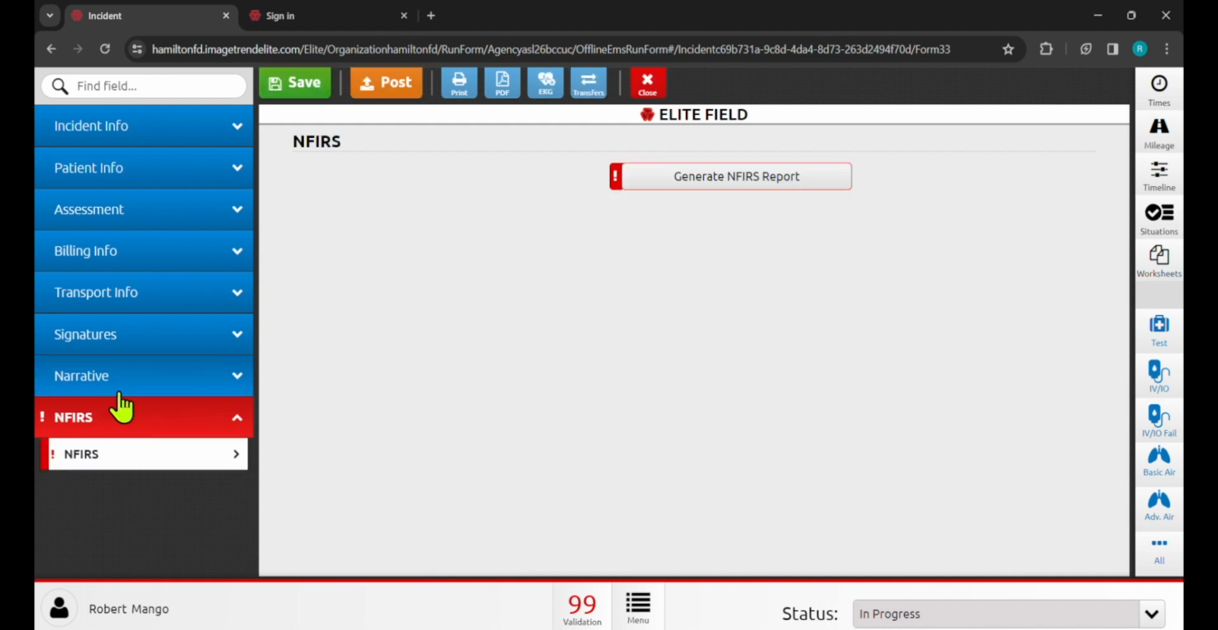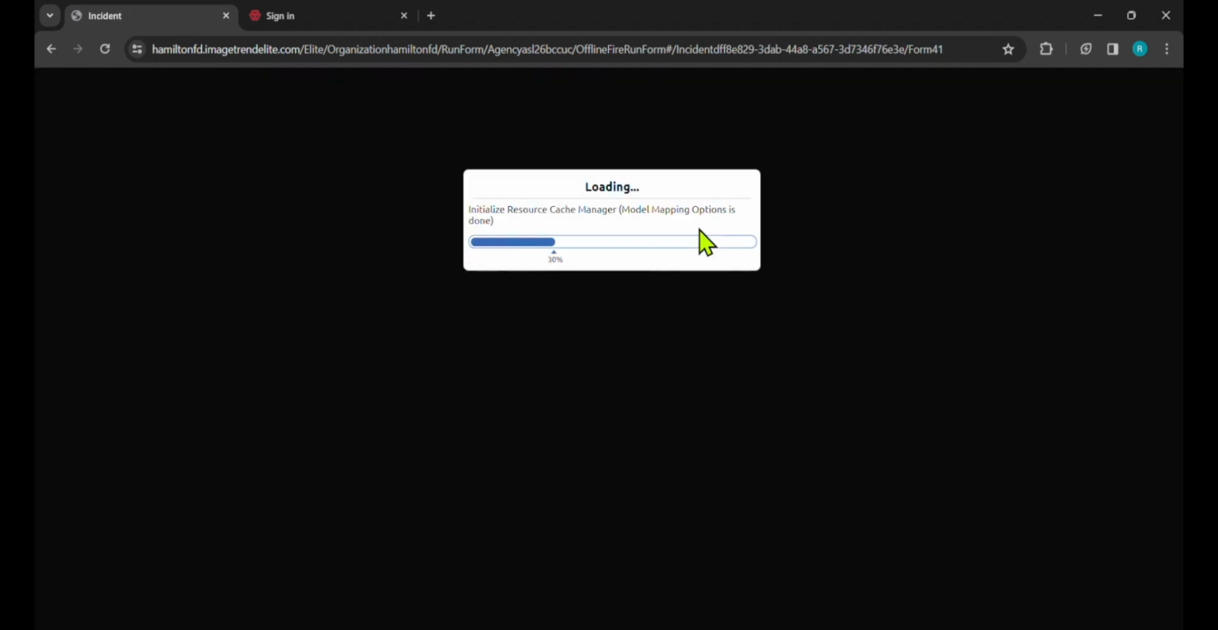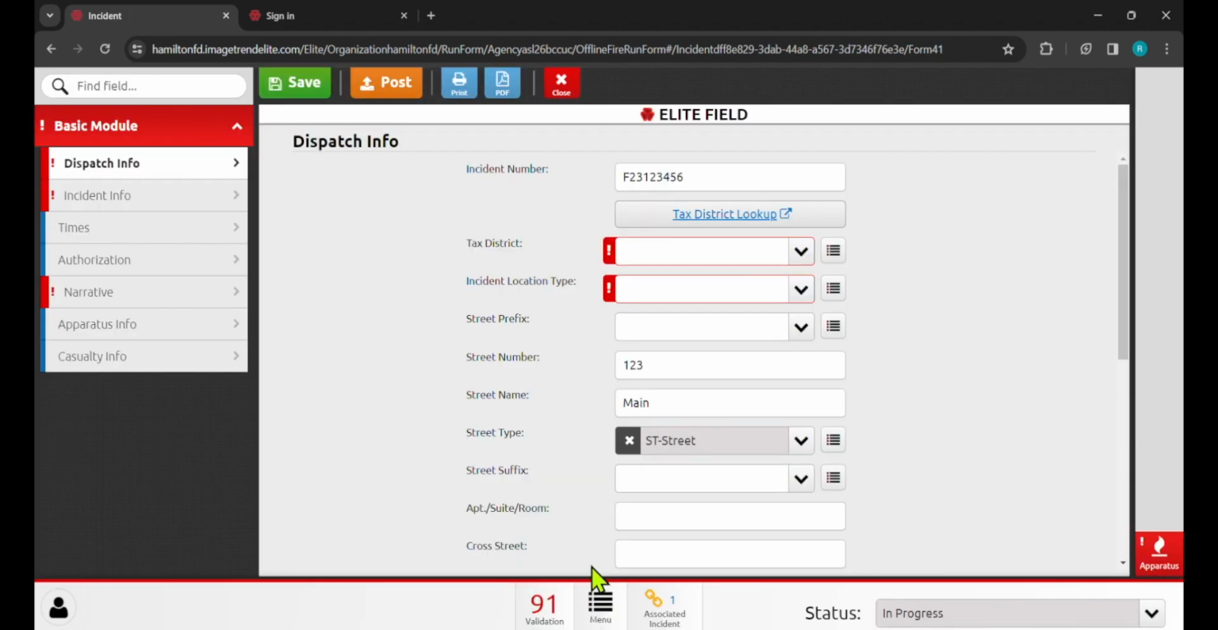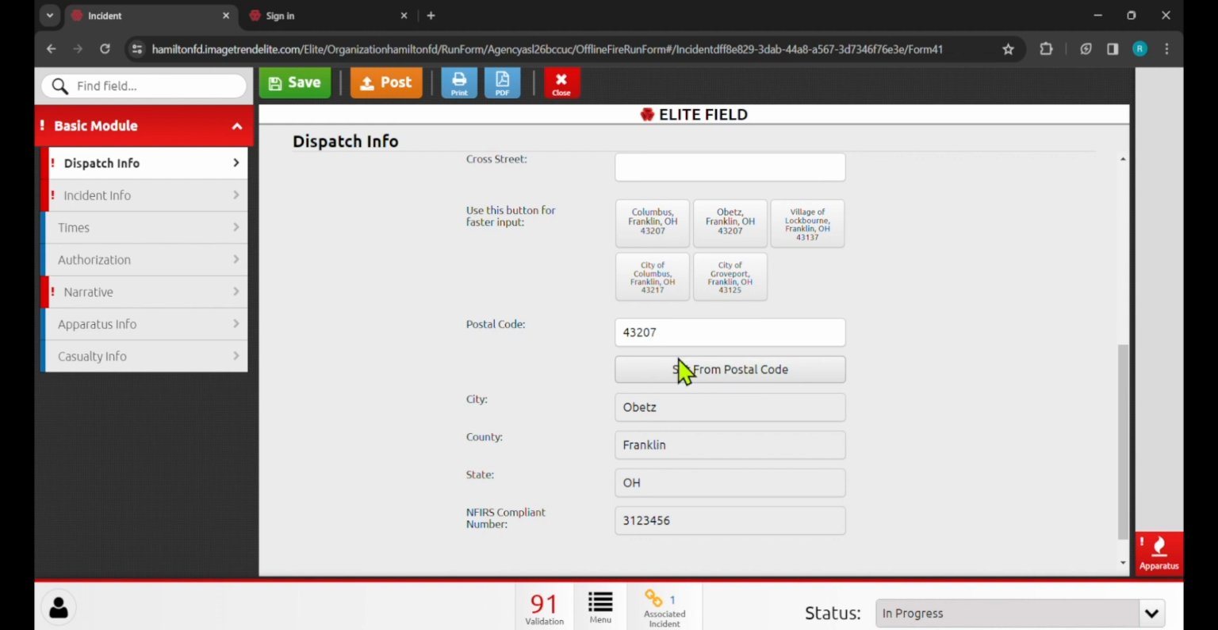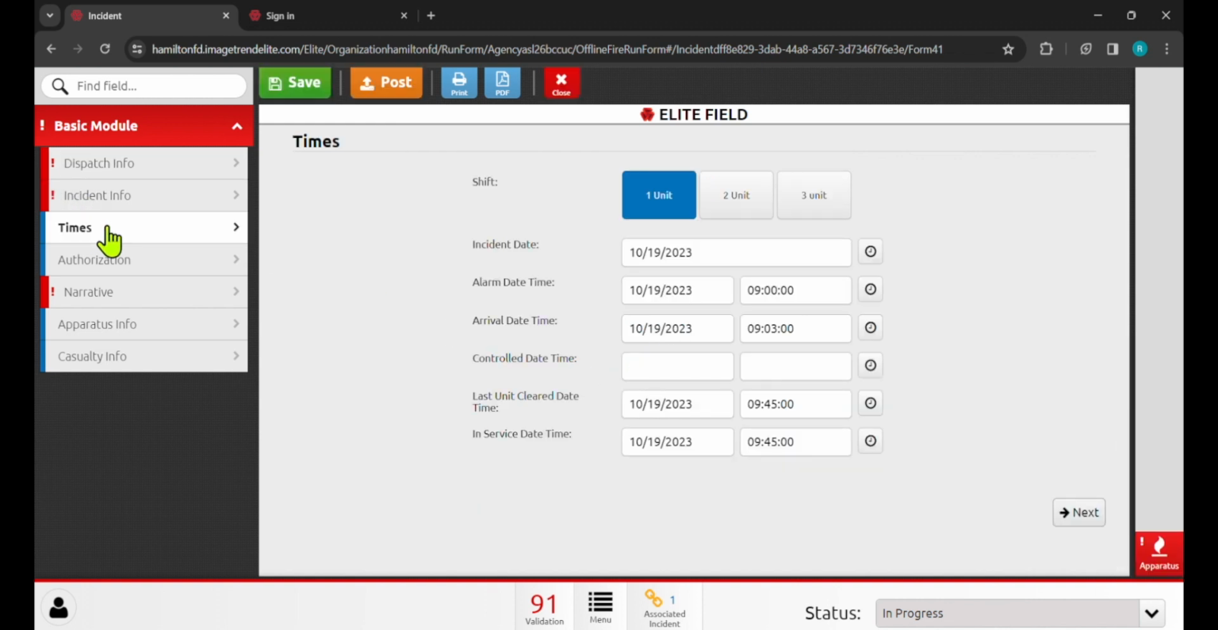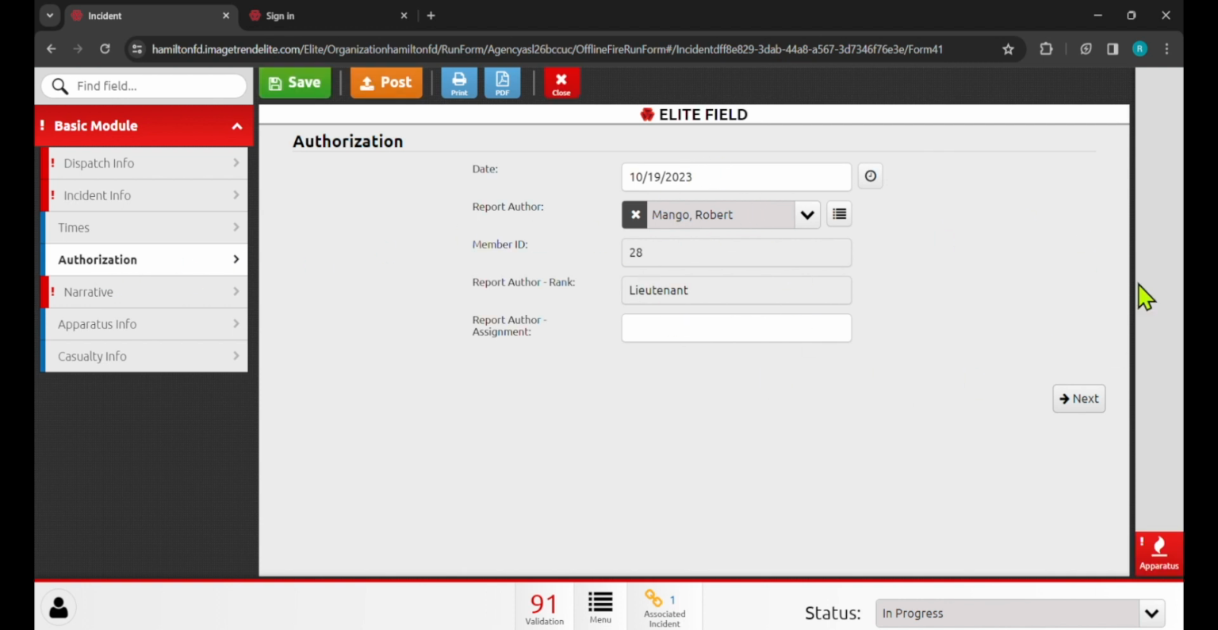So right here, you click this tab, right, generate NIFRS. Now, if you paid attention, you saw it change to 100 before it switched this over. So now it kicked us into a completely new report. So it brought in the run number, the address, the postal code, brought in the times. It is authorizing it. The authorization of this report is made by the EMS person making the report.